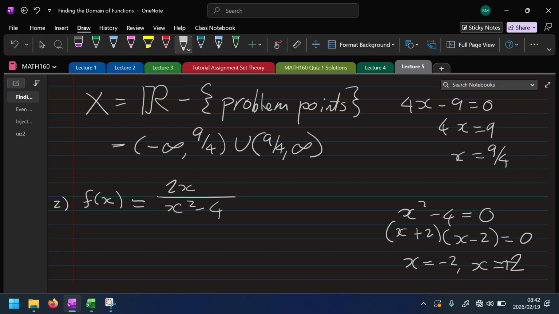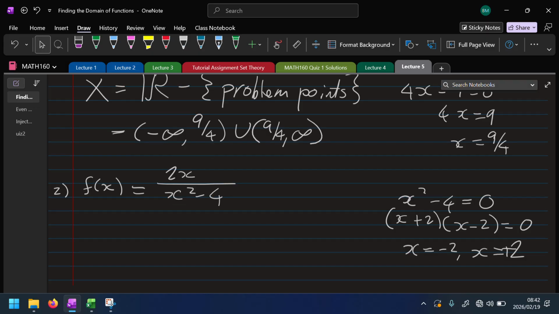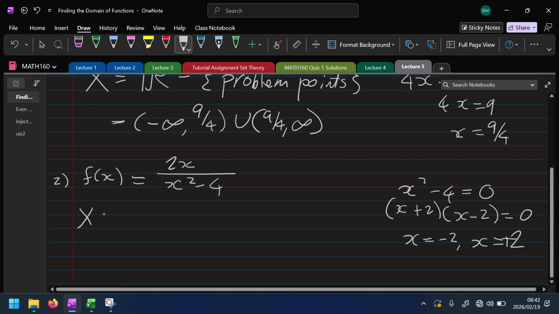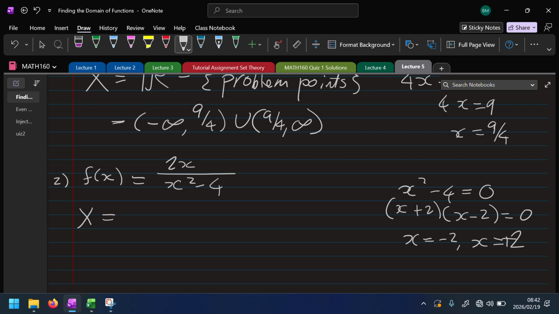If we take the whole real number line and remove 2 points, we are going to have 3 parts to the domain. We're going to have everything from minus infinity up to minus 2, not including minus 2 since we took it out. Everything between the 2 points, from minus 2 to 2, and everything after 2. So we took 2 points out, so we have 3 parts to the domain. Let's write them out. Everything from minus infinity up to this first point.